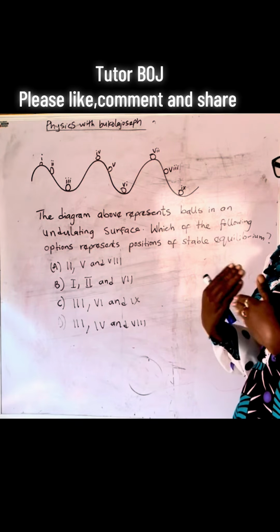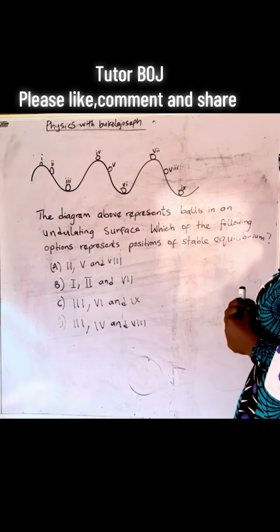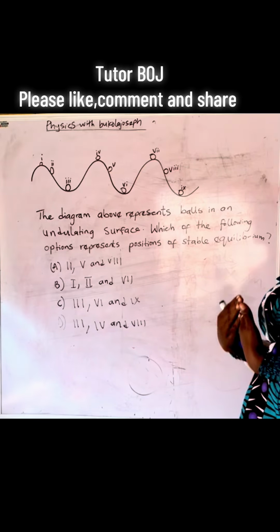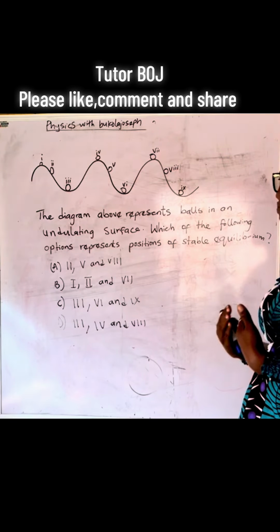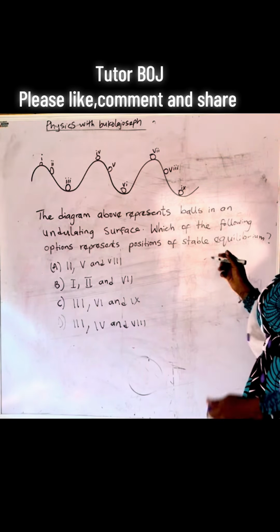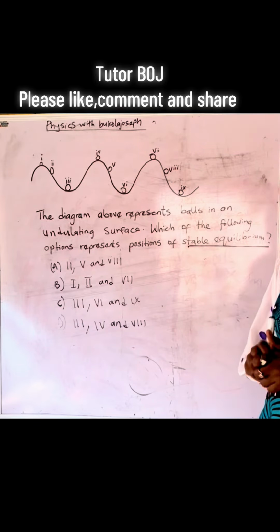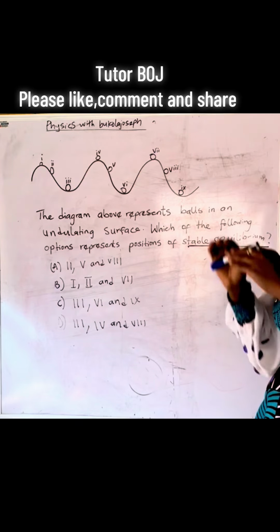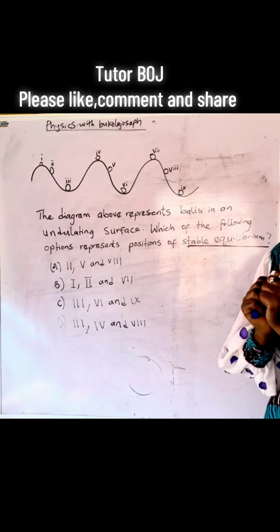Okay, so now let's read the question and then we'll solve the problem together. The diagram above represents balls in an undulating surface. Which of the following options represent positions of stable equilibrium? So this is a keyword for this question. They are telling us to find out the positions of stable equilibrium only.